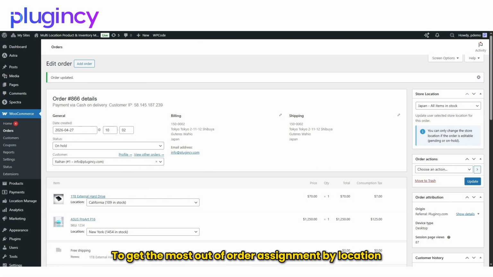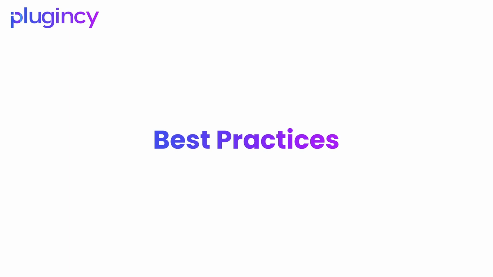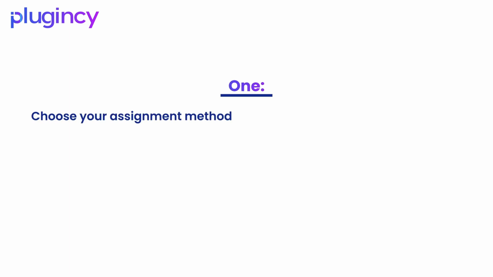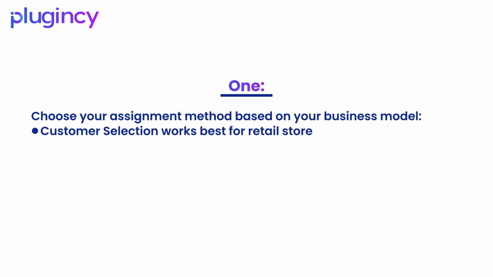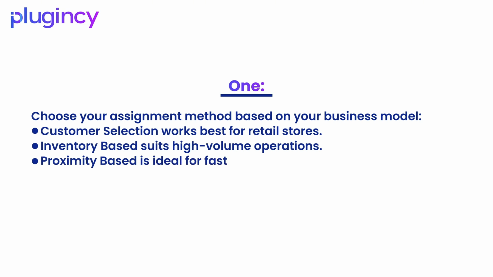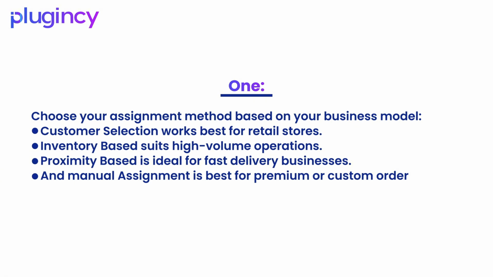To get the most out of order assignment by location, keep these best practices in mind. 1. Choose your assignment method based on your business model. Customer selection works best for retail stores. Inventory based suits high volume operations. Proximity based is ideal for fast delivery businesses. And manual assignment is best for premium or custom order workflows.